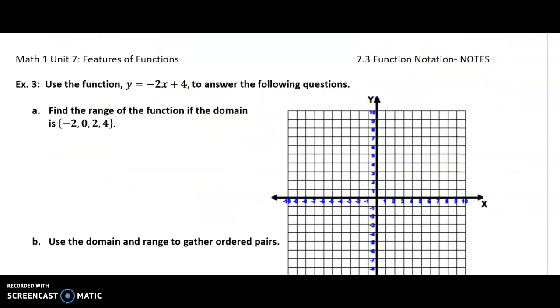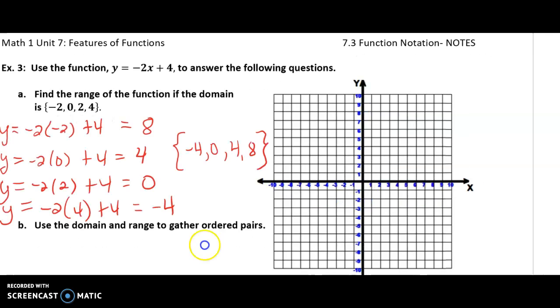For example number 3, we're going to do the same thing. We're given the function y equals -2x plus 4. For part A, we want to find the range of the function if the domain is these 4 values. Once we do that, we'll move on to part B, where it says use the domain and range to gather up the ordered pairs. And then part C asks us to plot those to see what the graph looks like.